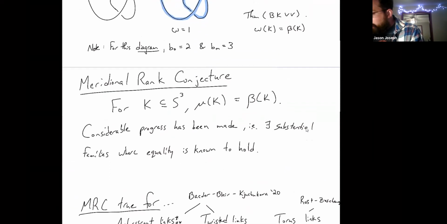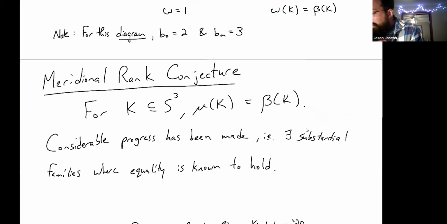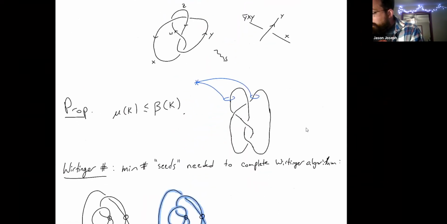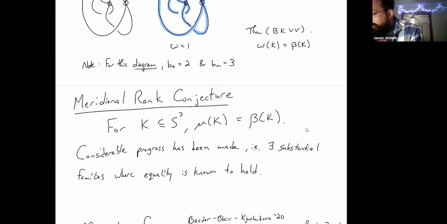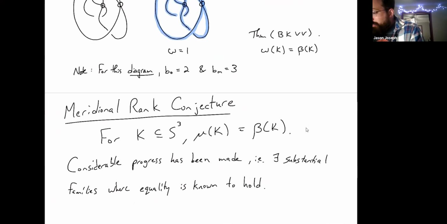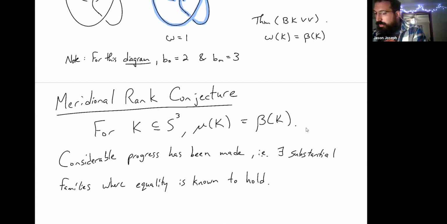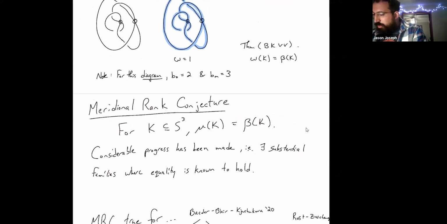So the meridional rank conjecture, we already said, asks: is meridional rank always equal to the bridge number? It's always less than or equal to. Is it always equal to? This is open. Considerable progress has been made. There are a lot of families where it's known to be true, but it is still very much open.